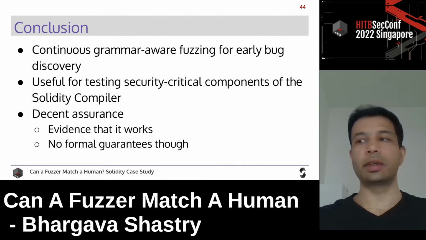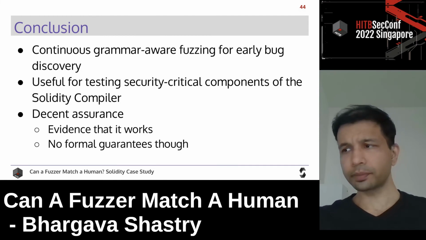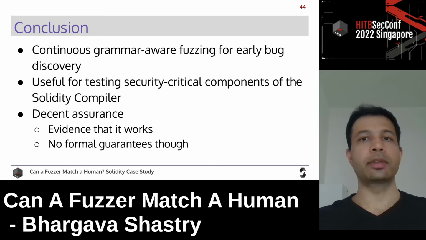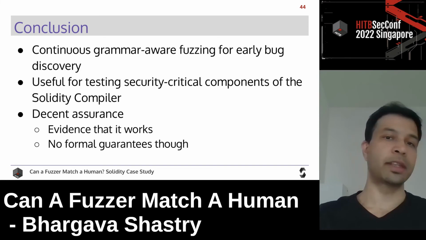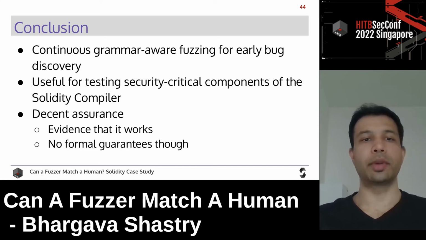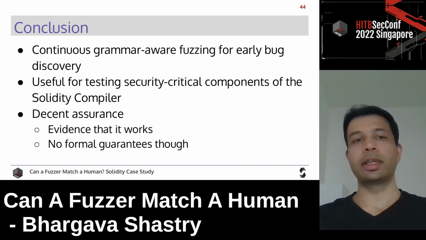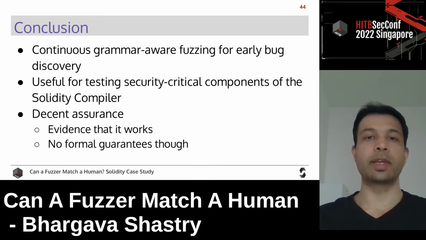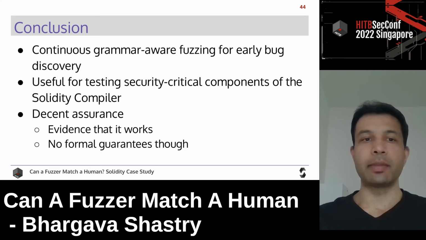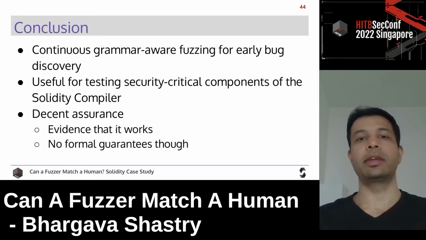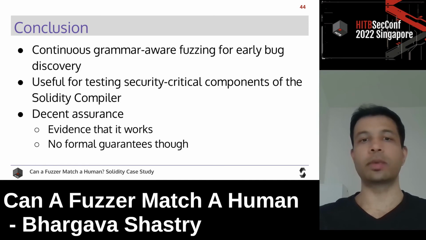Before I conclude, I would like to highlight some key takeaways. In this talk, I highlighted our continuous grammar-based fuzzing approach for early bug discovery in the Solidity compiler team. This has proved quite useful to test security-critical components of the compiler, specifically to find miscompilation or incorrect code generation bugs. While it does not provide formal guarantees, there is evidence that it works, so it is very practicable. And the other nice thing is that it can be automatically deployed in a continuous integration setup, and that works quite well.